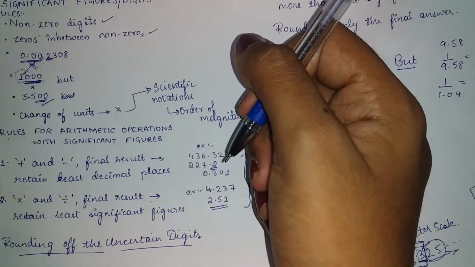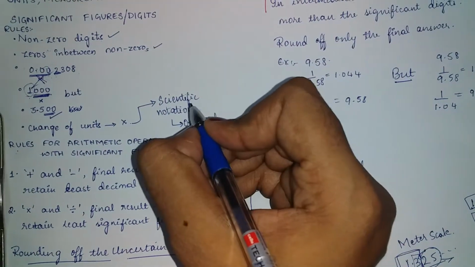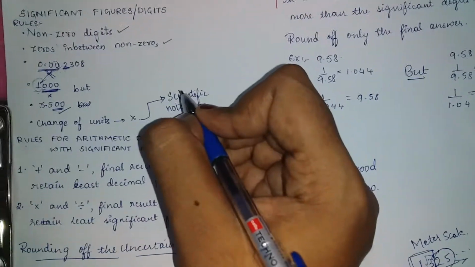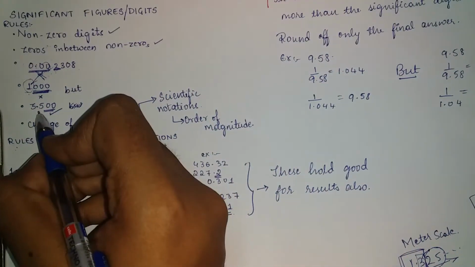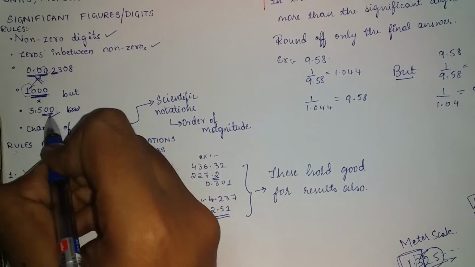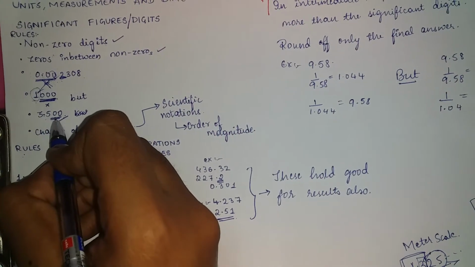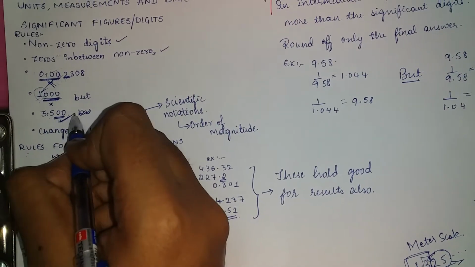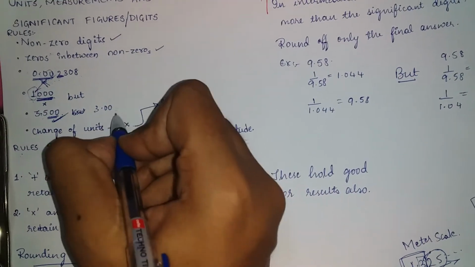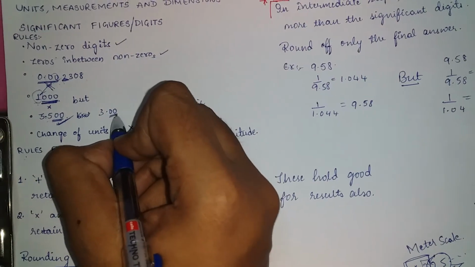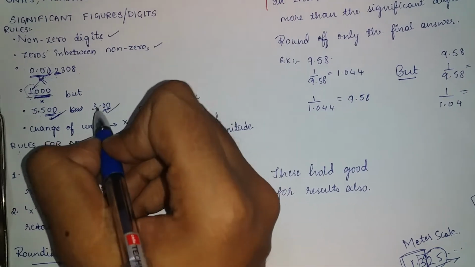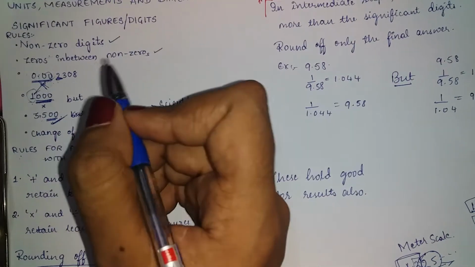Next, coming to the other rule, the trailing zeros in a number with a decimal point are significant. So this is a number 3.500. This is after a decimal point. So these zeros are significant. It can be an example like 3.00. Here also these zeros are significant because they are present after a decimal point.